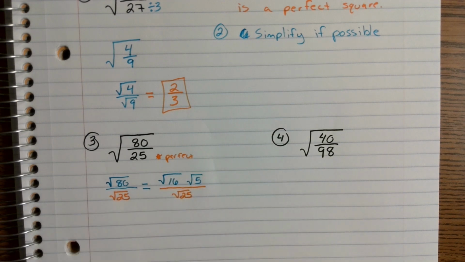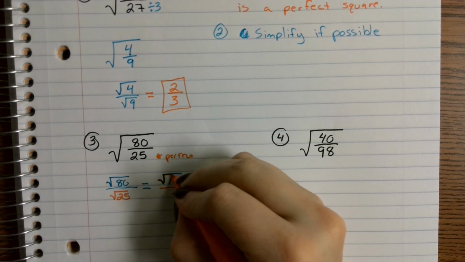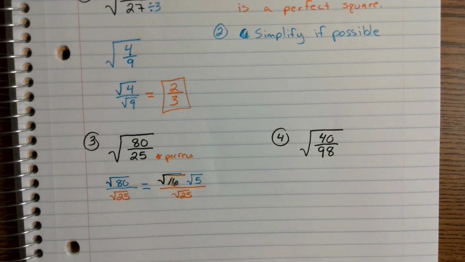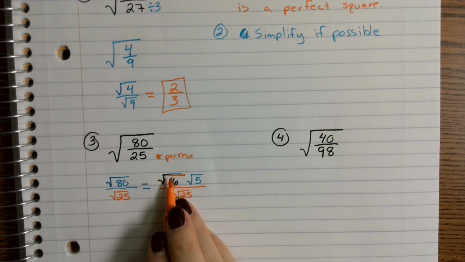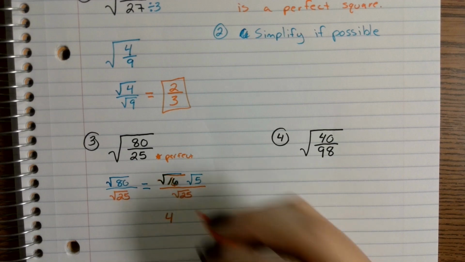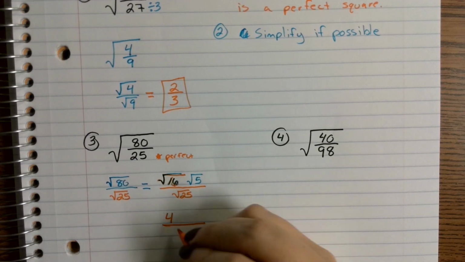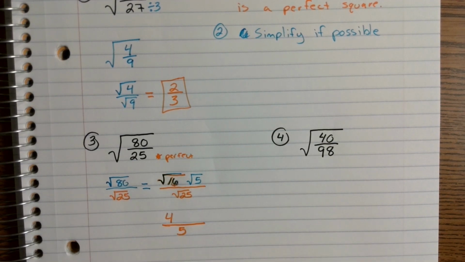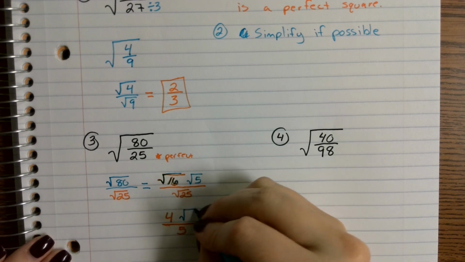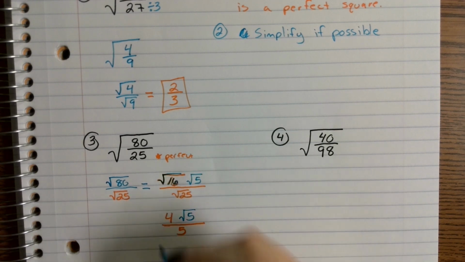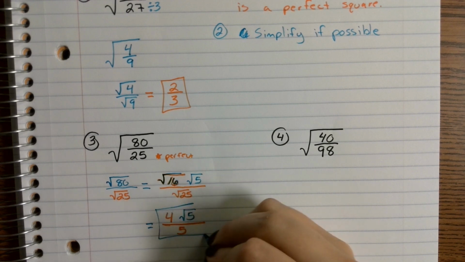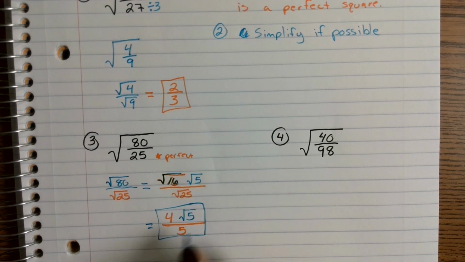Now, square root of 16 is a perfect square, so I'm going to go ahead and rewrite over that in my little orange so I know it's perfect. What is the square root of 16 again? 4. What is the square root of 25? 5. The only thing that is not a perfect square now is that square root of 5 that's remaining on the top, and that is your final answer. 4 square root of 5 over 5. Salman? Again, you can plug this one into a calculator. What are you going to do when it's variables?